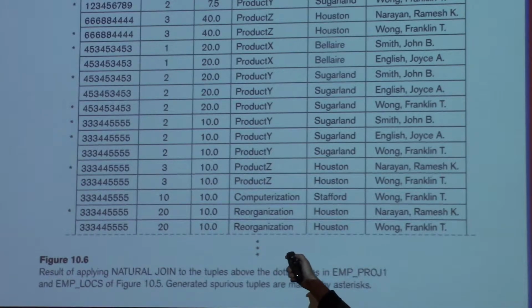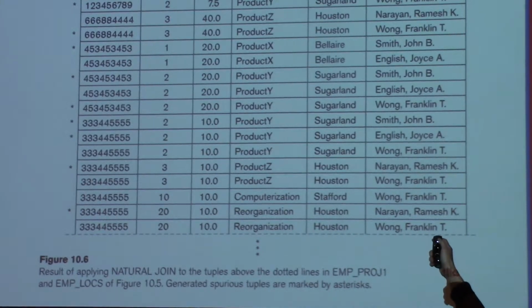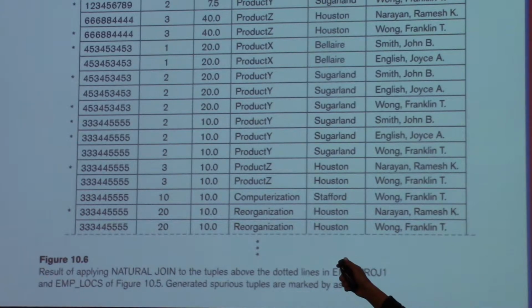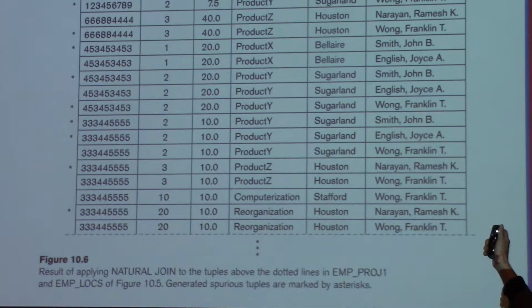So for example, this social security number is for John B. Smith. However, we can see another row with the same number for Joyce English. With one social security number, there are many people, many names. So is it okay or is there a problem? Definitely a problem. Why? It's because of the redundancy.